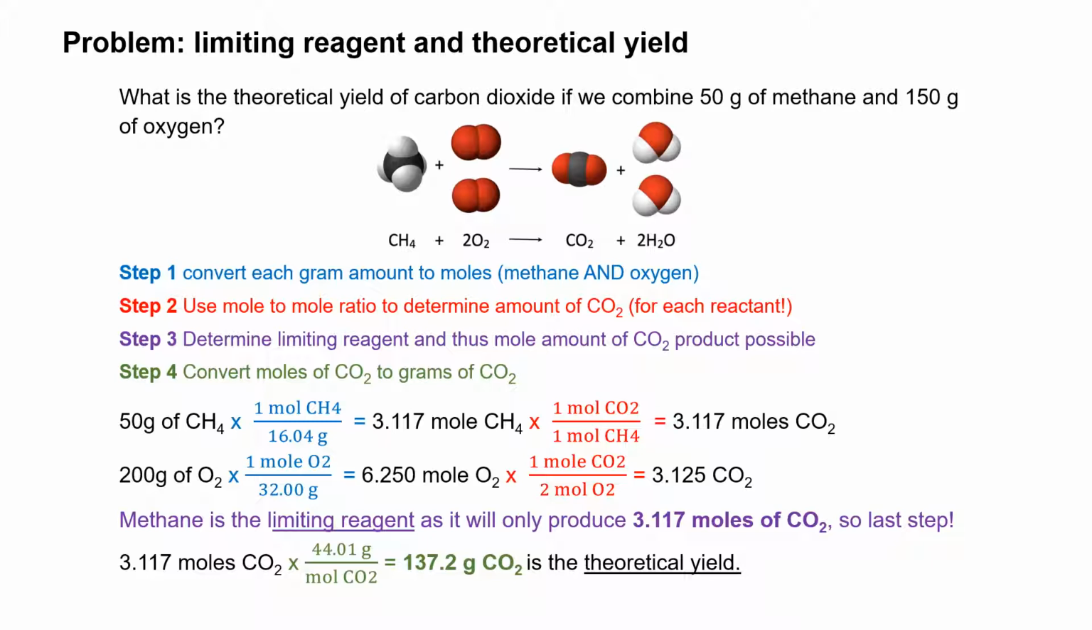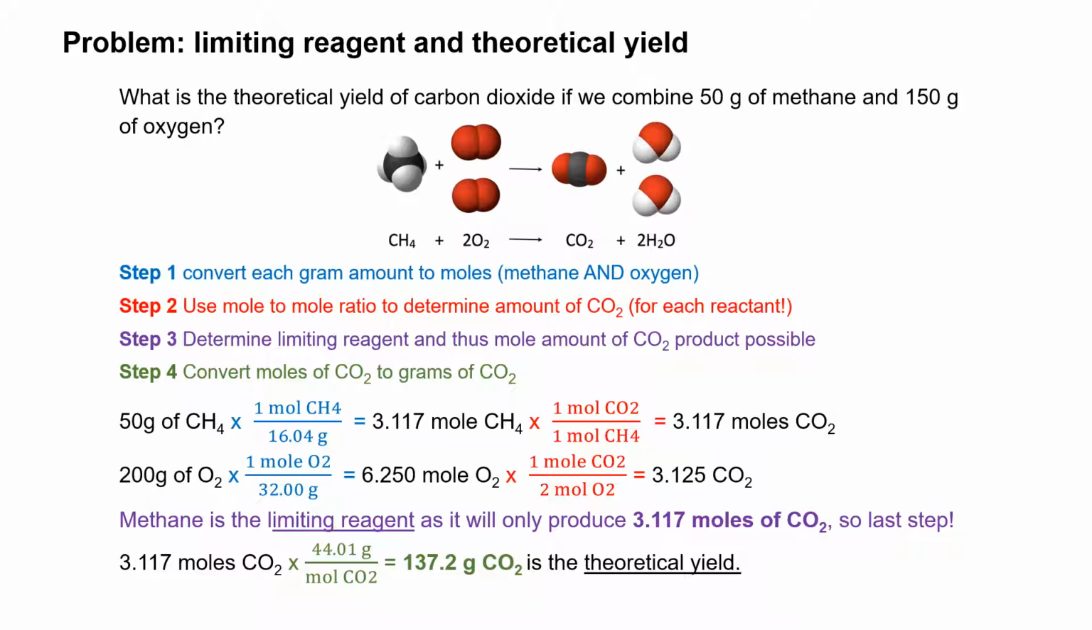So what is our limiting reagent? Well, as I said, whichever reagent produces the least moles of CO2 is our limiting reagent. That's the most amount of CO2 we can make. And we need to evaluate it in both cases so we know what the maximum amount of CO2 is. And when I say in both cases, I mean for each gram amount of reactant.